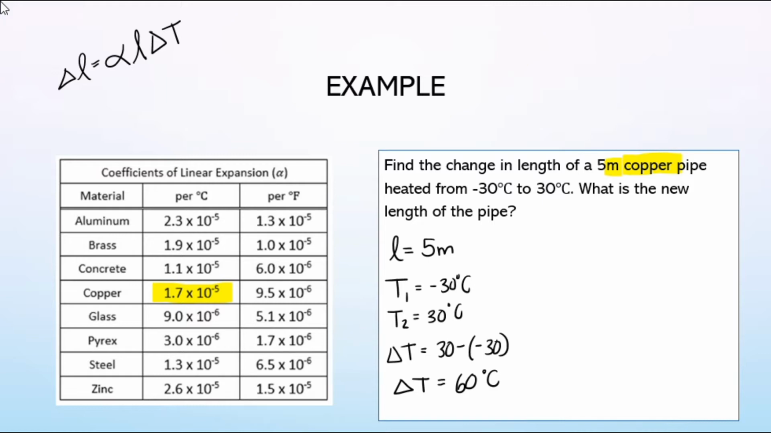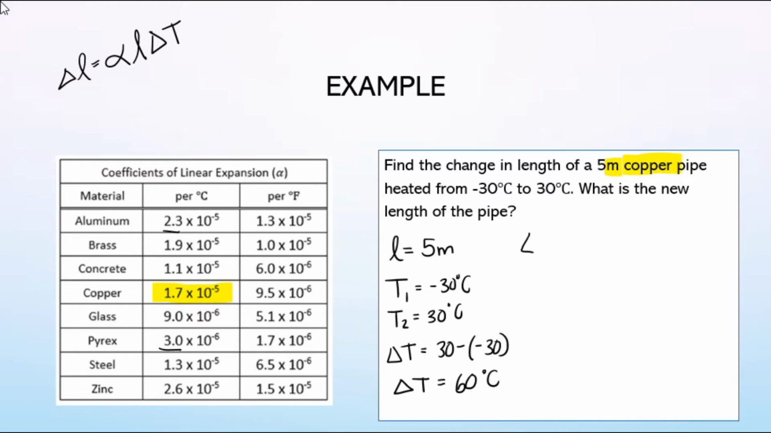All right, and just while we're here, look at these values, right? Like, which ones are the high ones, which ones are the low ones? So if you have 10 to the minus 5, aluminum has a higher coefficient than, say, Pyrex at 10 to the minus 6. Even though the number 3 is bigger than the number 2.3, it's all about what the exponent is. Okay, enough. Here we go.